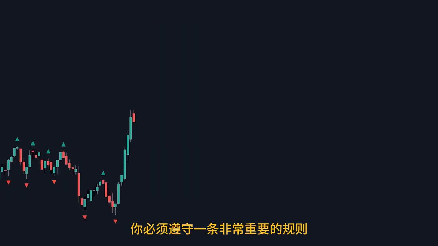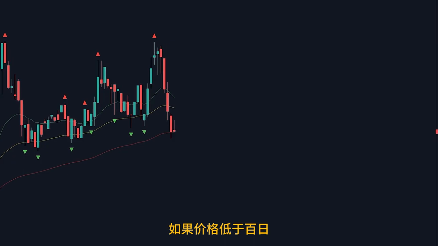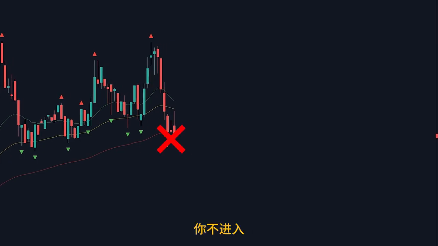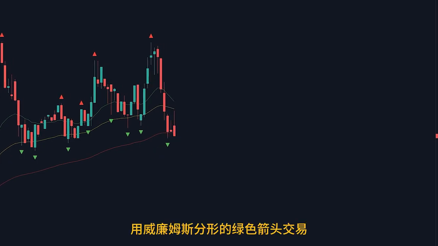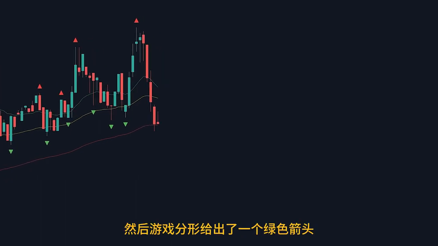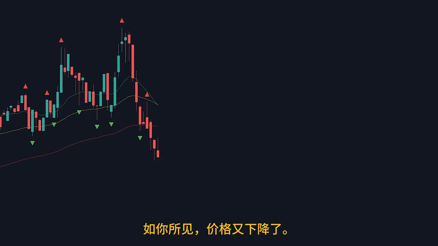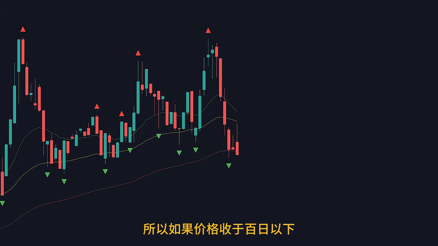Now, there's a very important rule you must follow for this trading strategy to be profitable. If the price moves below the 100-day moving average, you do not enter a trade on the green arrow from the Williams Fractal indicator. So as you can see here, the price moves below the 100-day, then the Williams Fractal gives a green arrow, and as you can see, the price drops again. So if the price ever closes below the 100-day, just disregard the next green arrow, because the chance that it'll drop even more is a lot higher.